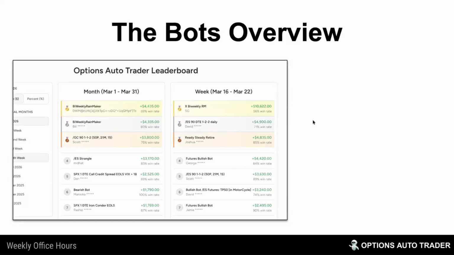We have Mamuka, who deployed his bearish bot early, which is good for him, made about $1,800. And then we have Rashid, SPX 1DTE Iron Condor, about $1,800 as well.